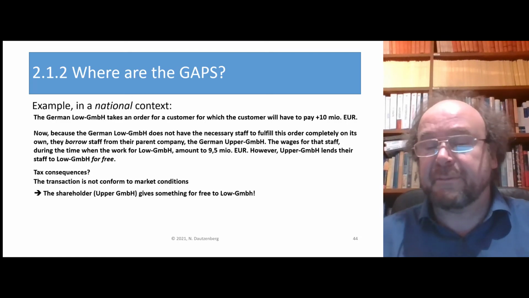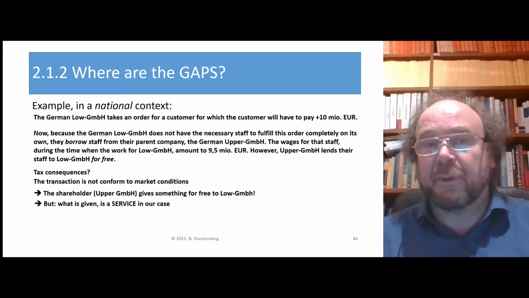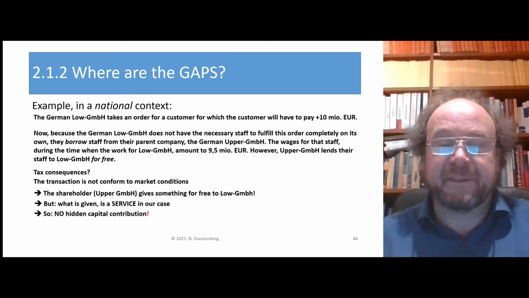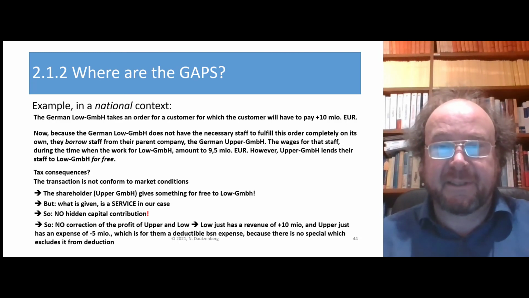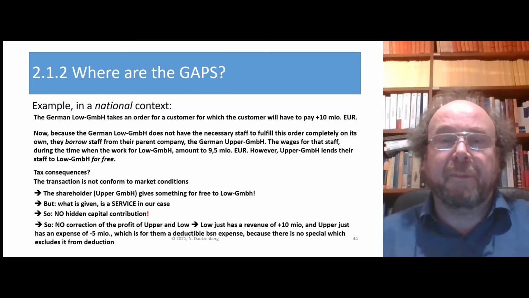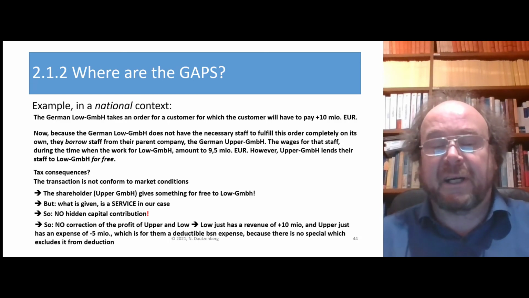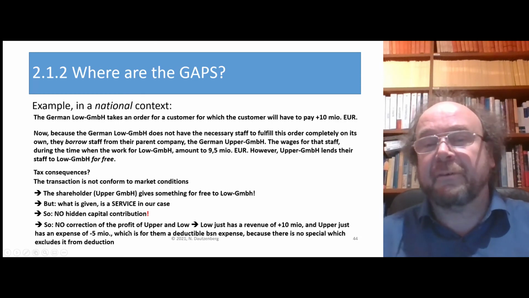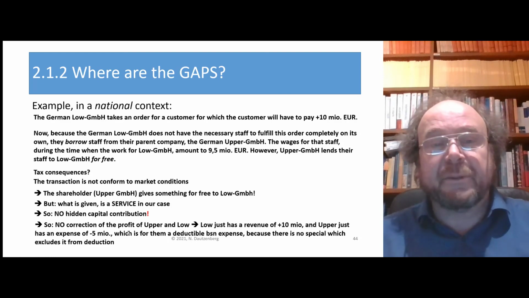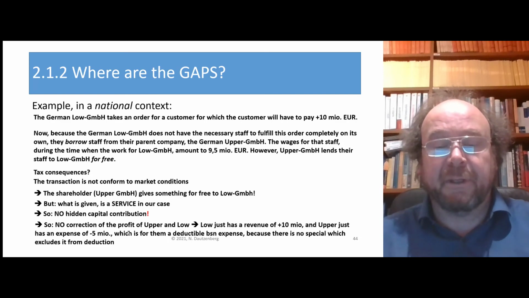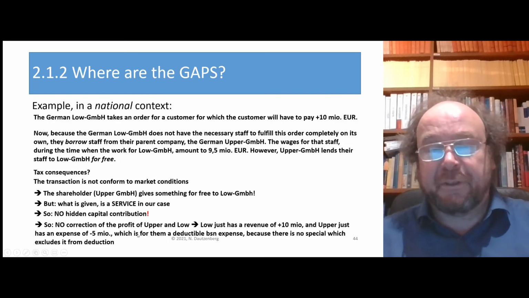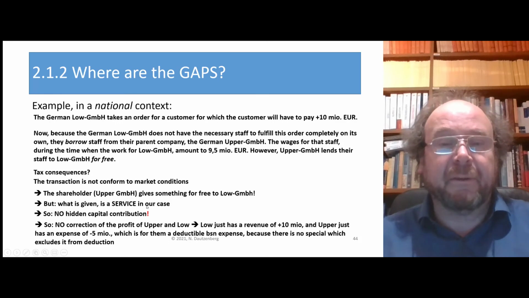The shareholder gives something for free to low GmbH, but what is given is a service, so it's not a hidden capital contribution. So we don't correct the tax accounting of upper and lower GmbH. So low makes a profit of 10 million and upper can claim an expense of, now that must be 9.5 million. So the profit of low GmbH goes up considerably and the profit of upper GmbH goes considerably down.